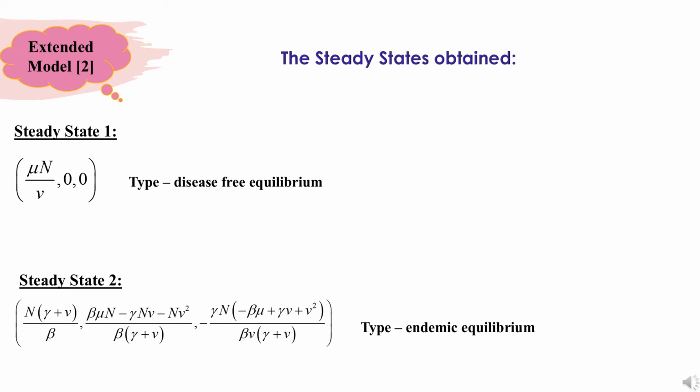Based on the outputs from Mathematica, we found that there are two types of steady states, which are the disease-free equilibrium and the endemic equilibrium. The first steady state is of the disease-free type because the component I is equal to 0. The endemic type steady state is in a general form with many parameters.